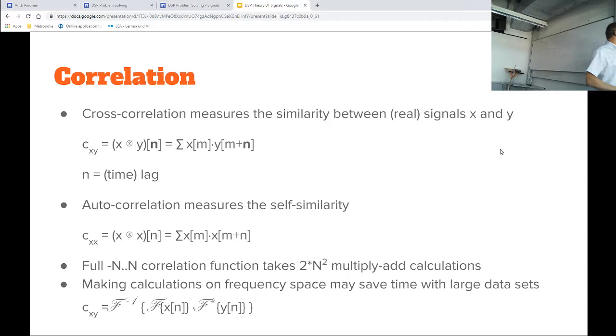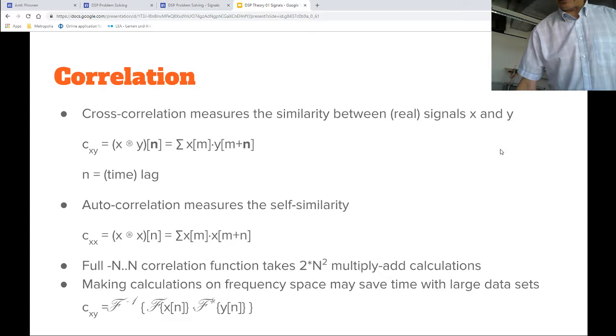All right, and that's basically if you have a power of two elements in your system, then you can do the correlation in frequency space, meaning the Fourier transformation. But okay, I think we will cover it later.